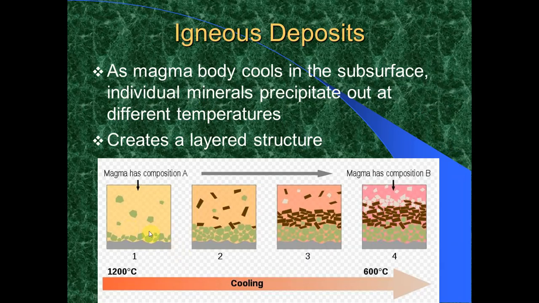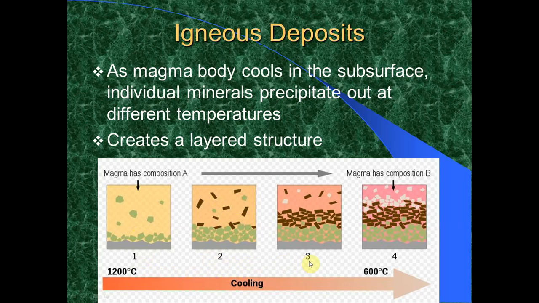So let's take a look at an example here. Let's say that we're cooling this magma body and we hit the first important temperature here, where magma A, the green mineral, precipitates out of solution and slowly settles to the bottom of the magma floor. We continue to cool that magma body. It hits a second temperature where a brand new mineral with a different elemental composition, the brown one, precipitates out and sinks to the bottom of the magma chamber.